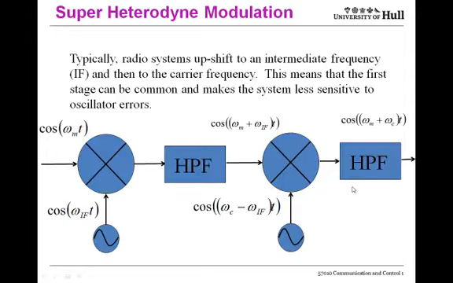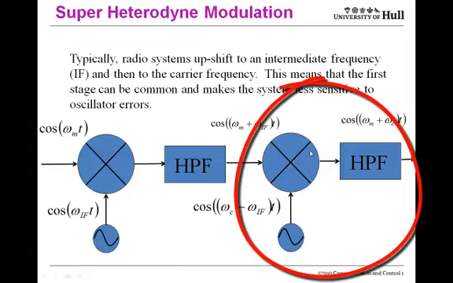Now there's also going to be a term at the difference between intermediate and carrier, i.e. at a much lower frequency, and that's removed by high-pass filtering. And this will go on to some sort of antenna. So why do we upshift in these two steps? Well, there's several reasons. Firstly, this part of the transmitter is working at very high frequencies, hundreds of megahertz or a gigahertz. And so these components, the multiplier and the oscillator and the filters, are all quite expensive.